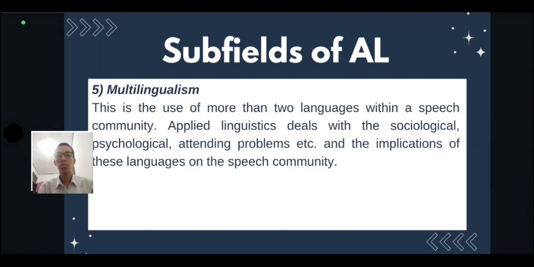Five is multilingualism. This is the use of more than two languages within a speech community. Applied linguistics deals with the sociological, psychological, and attending problems and the implications of these languages on the speech community.